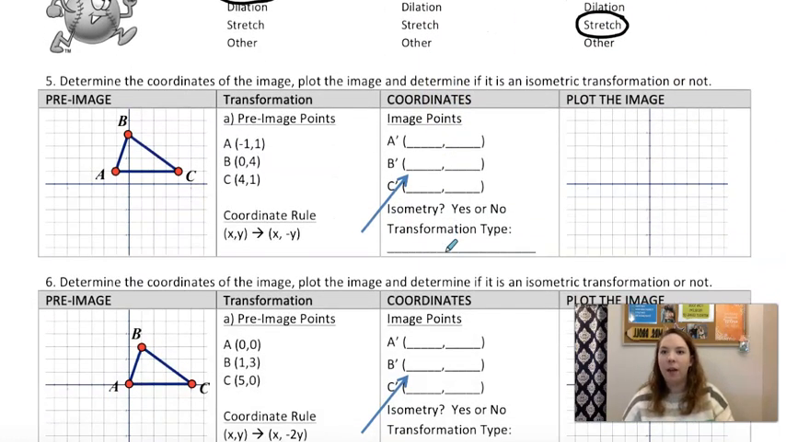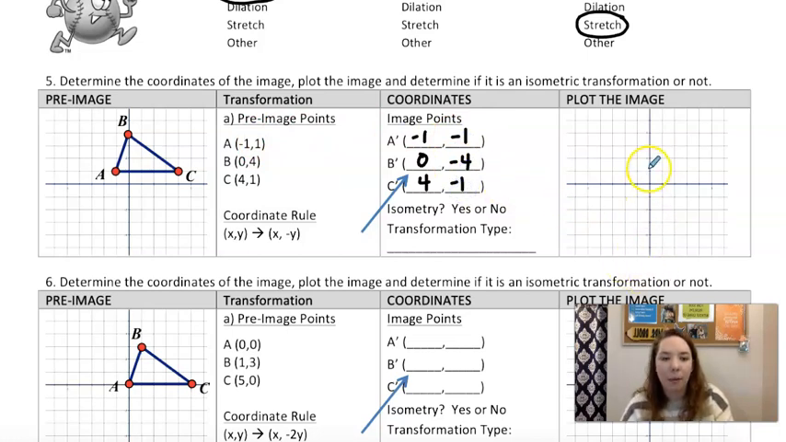All right, number 5, determine the coordinates of the image, plot the image, and determine if it is an isometric transformation or not. So here they're telling us these 3 points, and they're saying our rule is that our x stays the same and our y is the opposite sign. So I'm going to go ahead and put all of my x's back in because they're the same. And my y's are the opposite sign. So now this is a -1, a -4, and a -1.